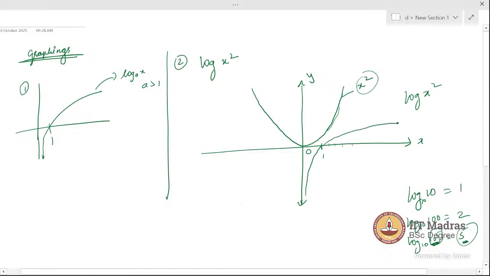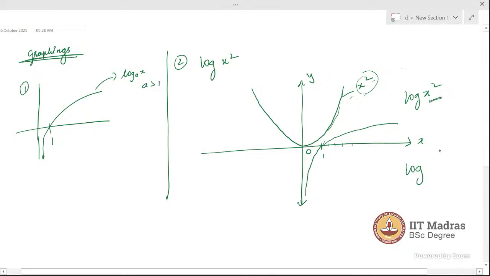But it is not increasing as fast as this function, because this is 100 but log of 100 is 2. Log of 1 lakh is just 5. So this part will not go steeply; it will be flat, but it is increasing. Clear? If that much is clear, let's understand the other part of this.